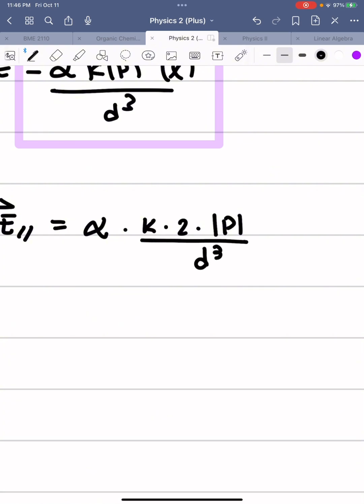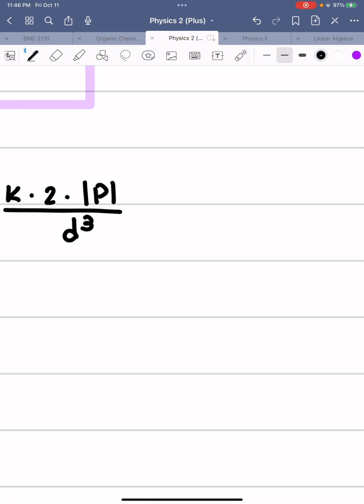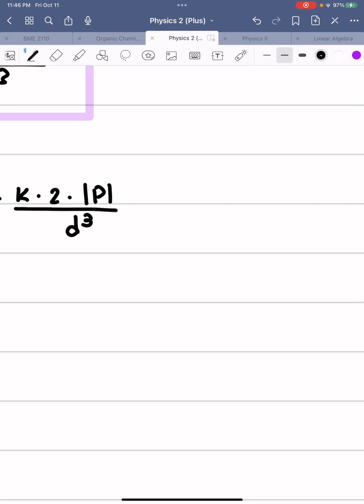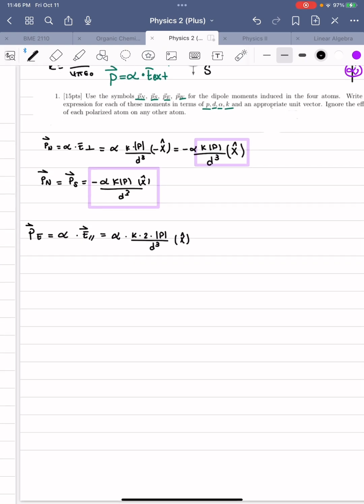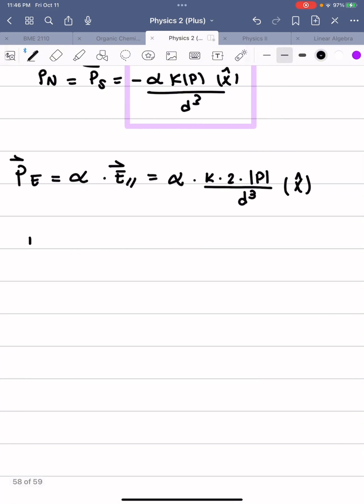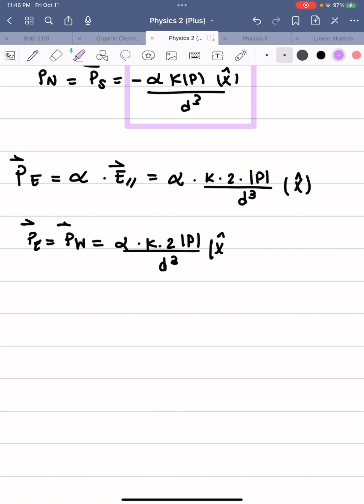over d cubed. What is the x hat direction symbol? It's going to be positive, so positive x hat. And so we know that P east is equal to P west, so they're both the same: alpha times K times 2 P over d cubed times x. So perfect. Now we've got everything we need from this problem.